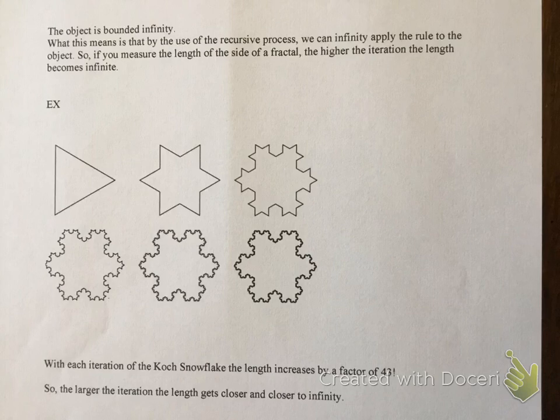So here's an example of the Koch snowflake. And here's 0 iterations, 1, 2, 3, 4, and 5 iterations. And once again, we can keep on going indefinitely. If you remember, the recursive rule of the Koch snowflake is to remove the middle third and replace it with an equilateral triangle missing its base. So we do that on all sides that are available to us. If we look at an object being bounded infinitely, we are looking at one side. If I measure this side, I'll get some length, right?